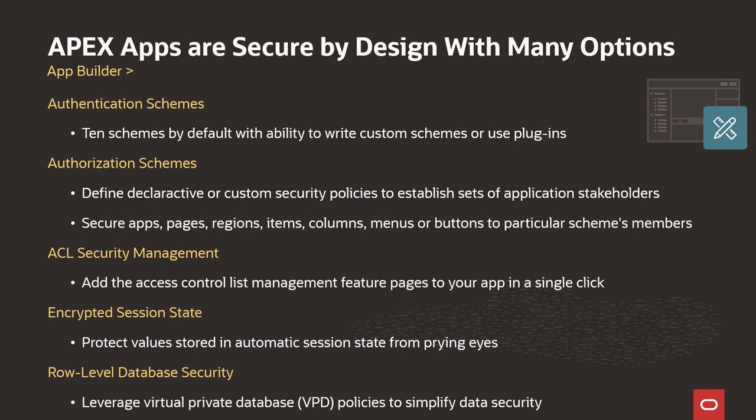Access control list functionality is configured in the builder and can be configured as part of your app by adding the feature pages with a single click. When your application needs to control which rows individual users see, the easiest way to do that is using the database's virtual private database capability, which the MediPay demo does to ensure individual customers can only see their own claims.